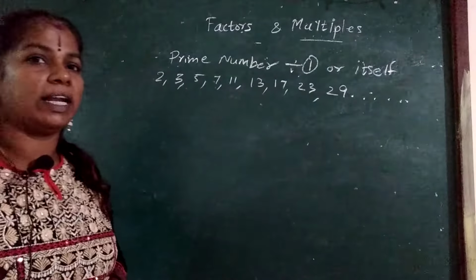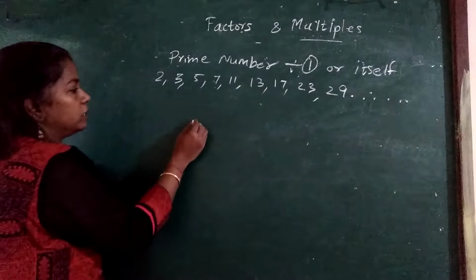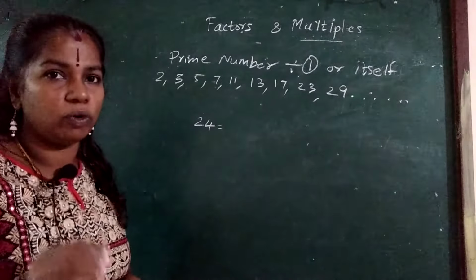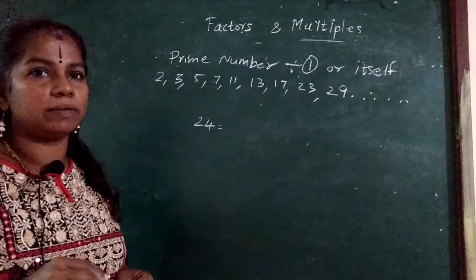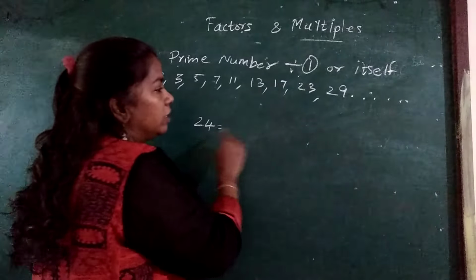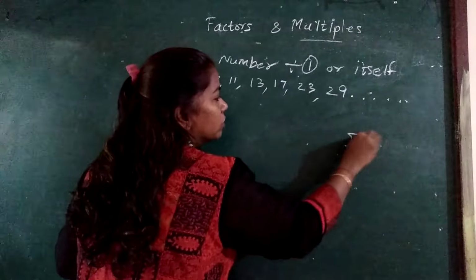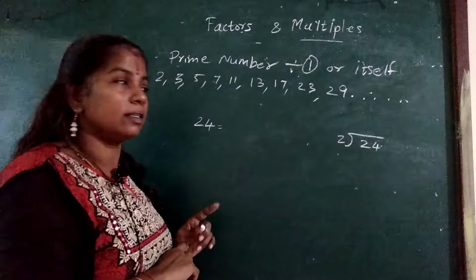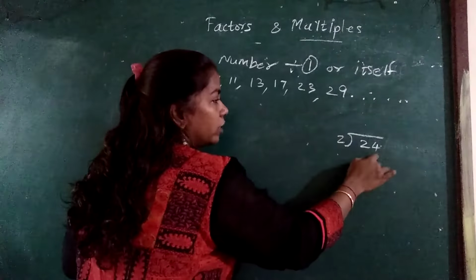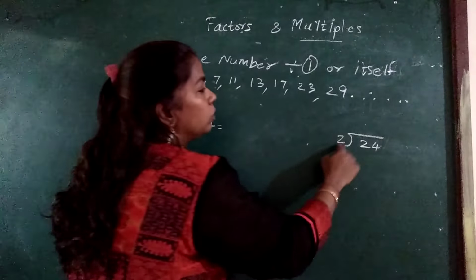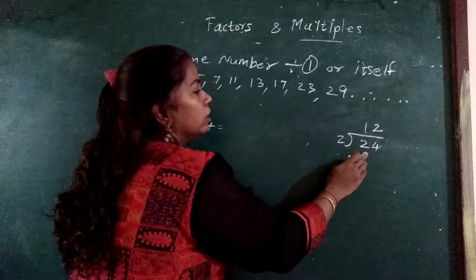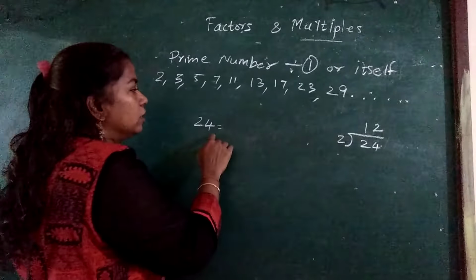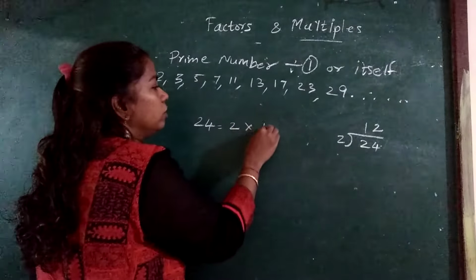Now, when we want to find the factors of some number, suppose I want to find the factors of 24. How will I find them? First, I will divide it by 2. 1 is common, so we don't need to use it. Sorry, I am dividing 24 by 2. 2 ones are 2, 2 twos are 4. So, when I divide 24, I will get 12. Got it? So, 2 into 12.